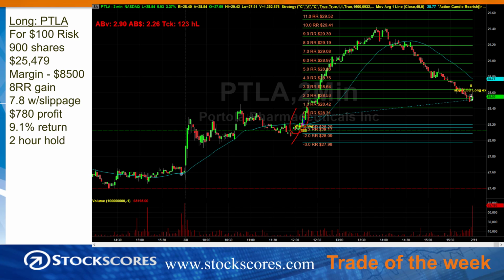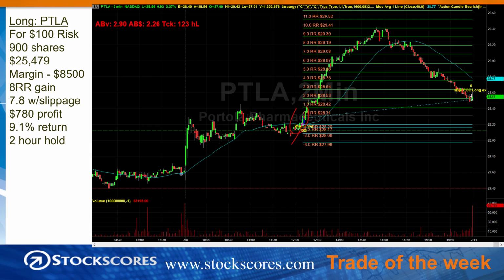And I've got a process that runs every 2 minutes looking for any stock in the US market that makes that action candle. And the reason we look for them is they tend to predict strong upward trends. So in this case, it highlighted PTLA at around about 12:15 Eastern Time at $28.31. So if we use our risk profile of a $100 risk tolerance, that meant a position of 900 shares, pretty large position, $25,000 position, but keep in mind that with 3-to-1 margin, you're really using about $8,500 to take that trade.